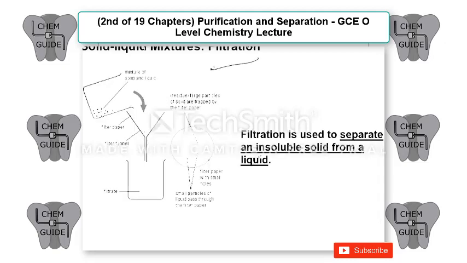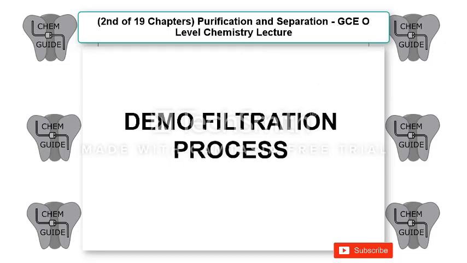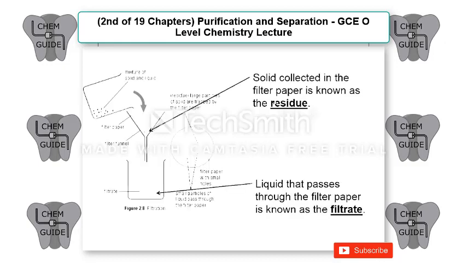Filtration is another common technique which uses a piece of filter paper, and it can only be used to separate an insoluble solid from a liquid. How so? A filter paper is simply a piece of paper which looks like this when it is folded. If I were to pour in a mixture containing a liquid and a solid, only the liquid comes out, and the solid is trapped behind.